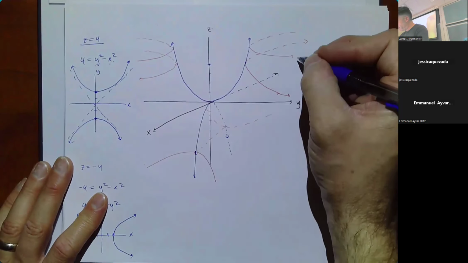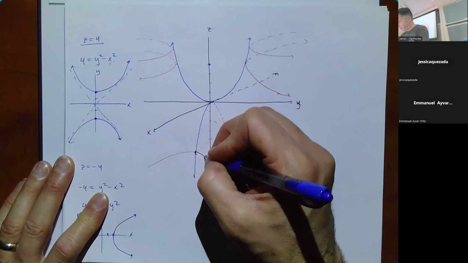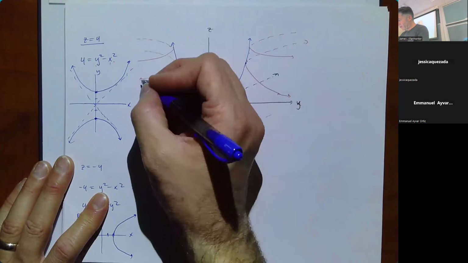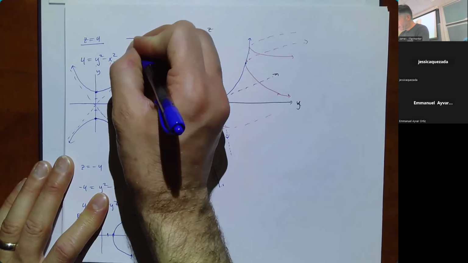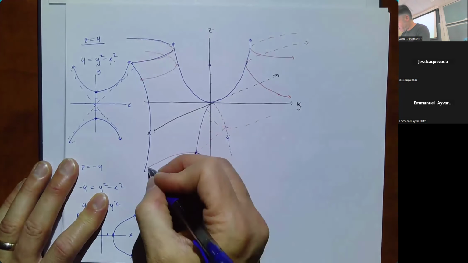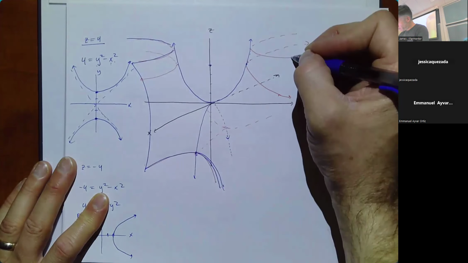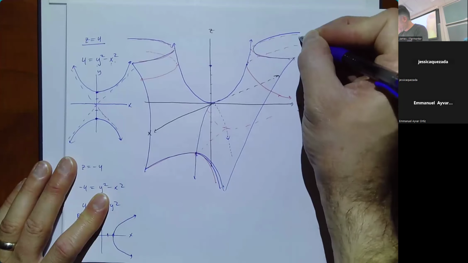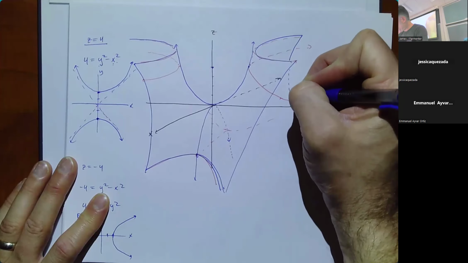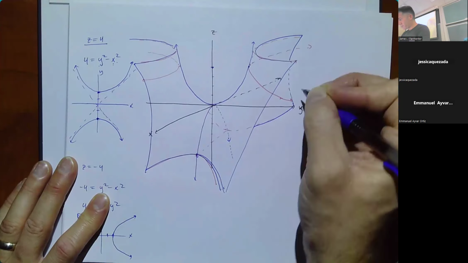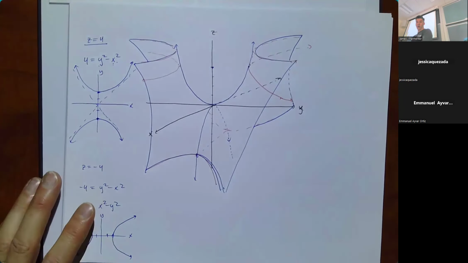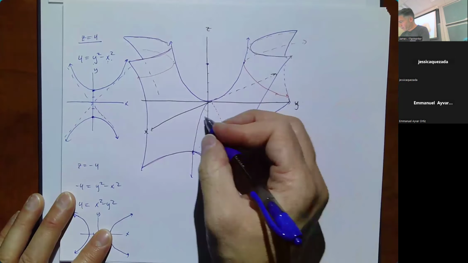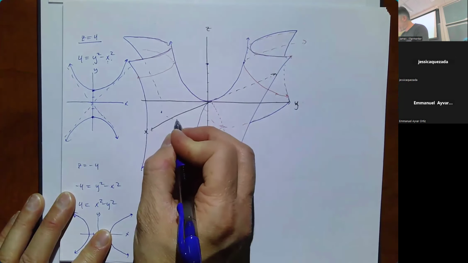I've drawn a little bit too much of this to make it easy to draw the rest of it, but it's not good. Used to be better at drawing this. It's literally called a saddle because it looks like a saddle. And this can continue down this way. Okay, meets up over here with that.